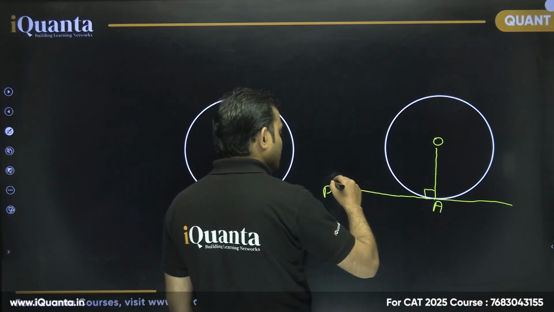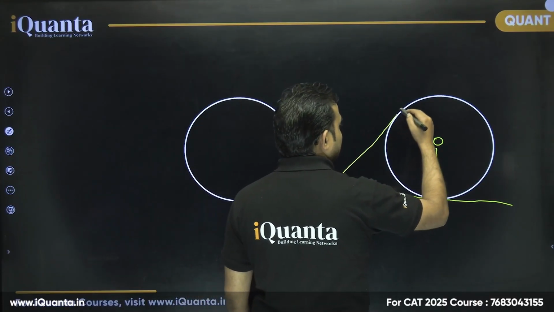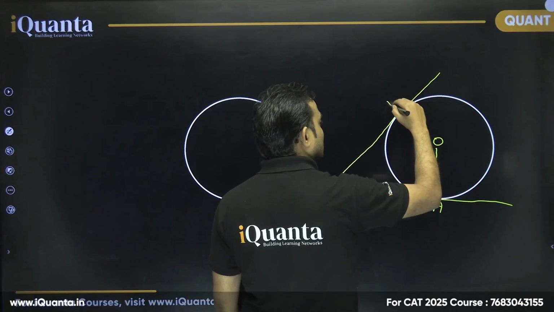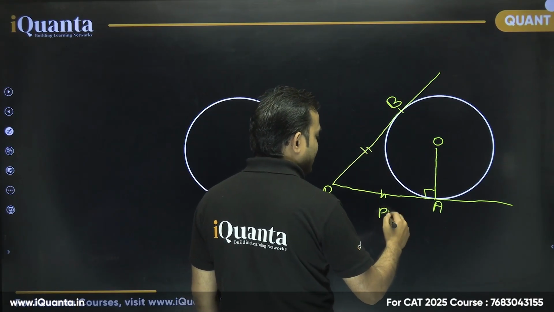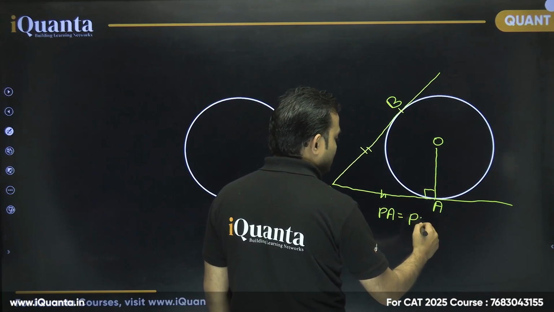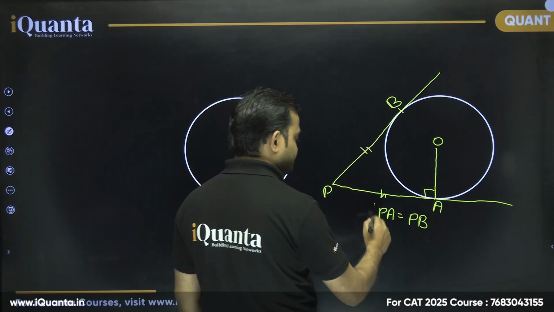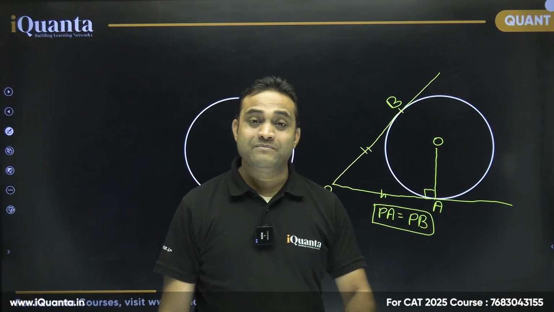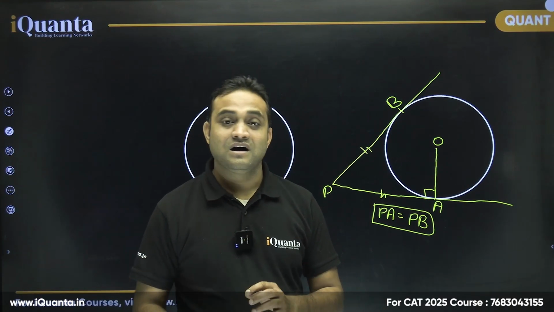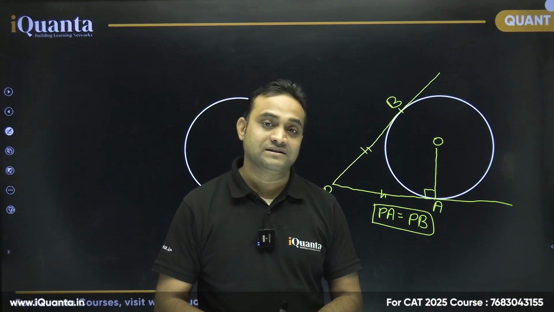Then again, if you draw another tangent from one point, you can draw two tangents and both of them will be of equal length, meaning PA will be equal to PB. The tangents drawn from the same point on the same circle are always of equal lengths.